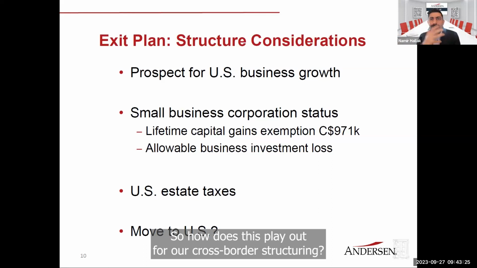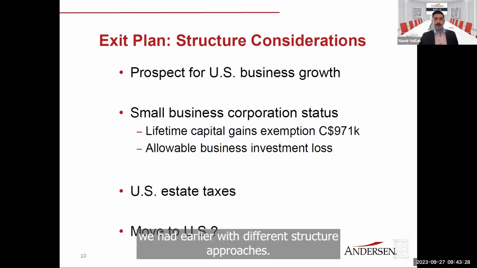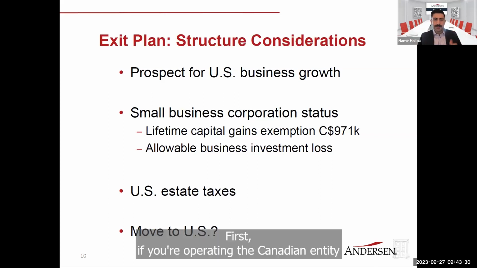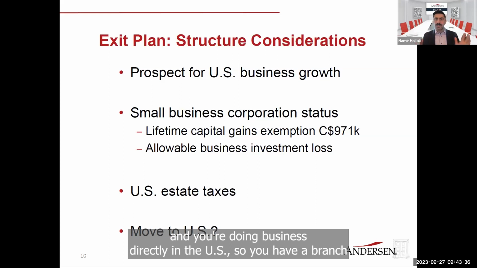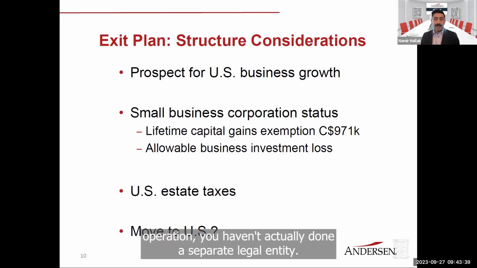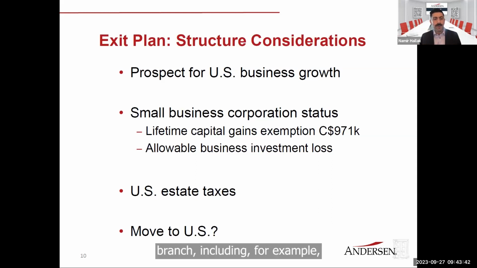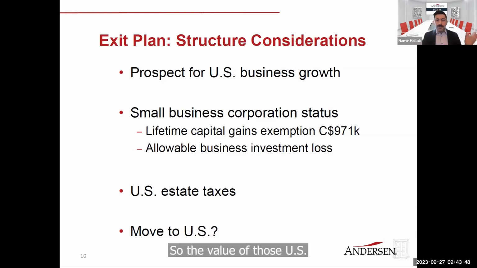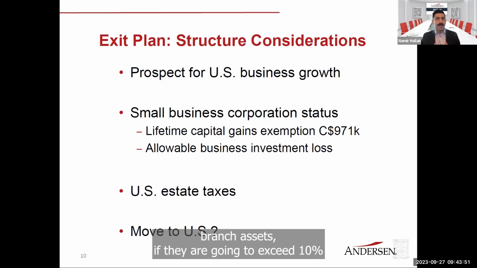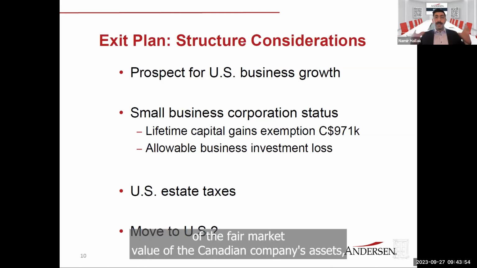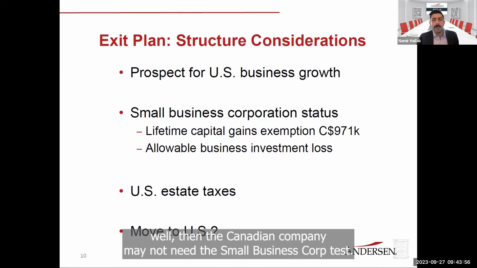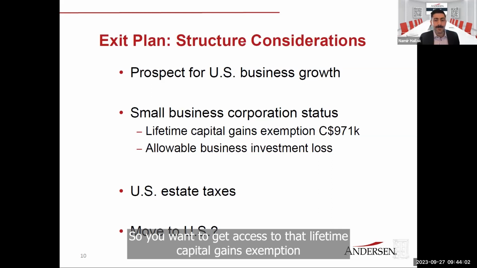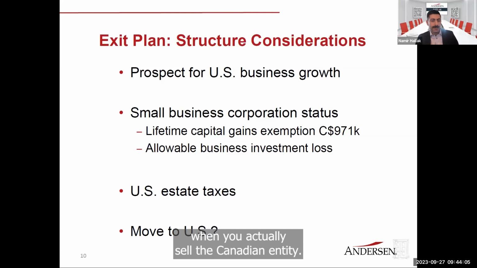So how does this play out for our cross-border structuring? Well, let's look at it from the two different approaches we had earlier with different structure approaches. First, if you're operating the Canadian entity and you're doing business directly in the US, so you have a branch operation, you haven't actually done a separate legal entity, well, all the assets of that US branch, including, for example, goodwill, are going to be treated as ineligible assets. So the value of those US branch assets, if they are going to exceed 10% of the fair market value of the Canadian company's assets, well, then the Canadian company may not meet the small business corporation test. So you want to get access to that lifetime capital gains exemption when you actually sell the Canadian entity.